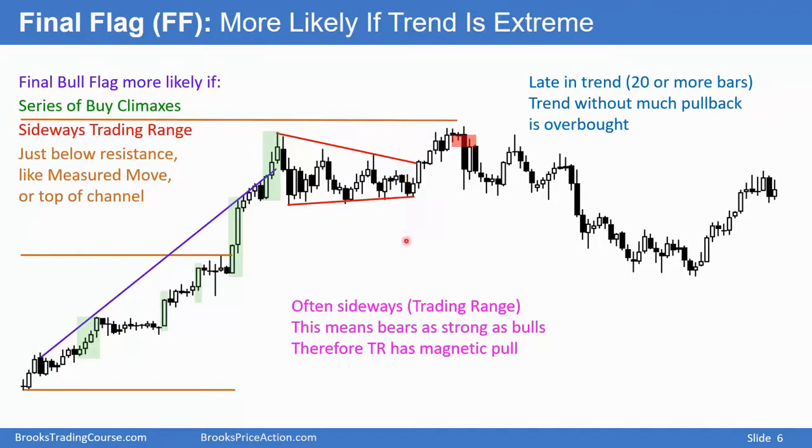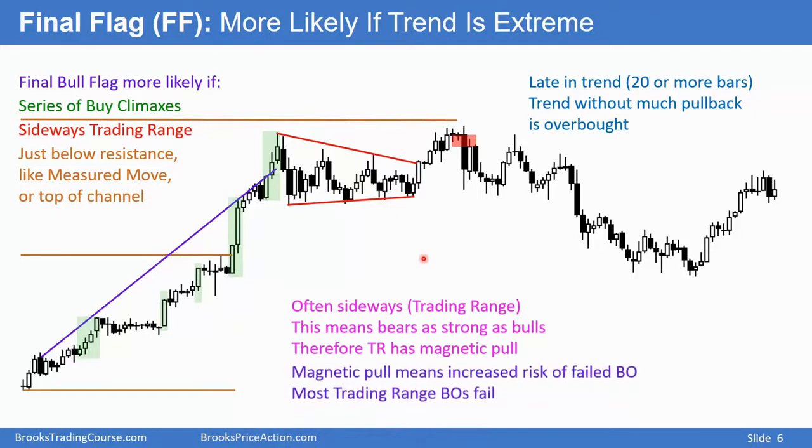If it goes below the fair price, bears will be less willing to sell, bulls more eager to buy, and it'll come back to the fair price. If it goes above the fair price, bulls are less willing to buy, bears are more eager to sell, and you have to assume it's going to come back to the trading range. Trading ranges have a magnetic pull. Magnetic pull, increased probability that any breakout up or down will fail. Remember my 80% rule, 80% of breakouts of trading ranges fail.